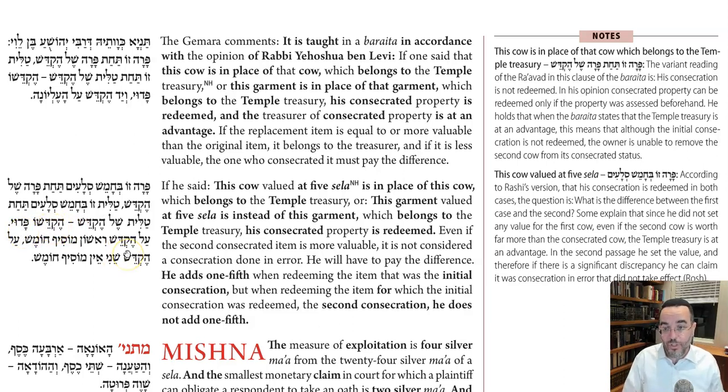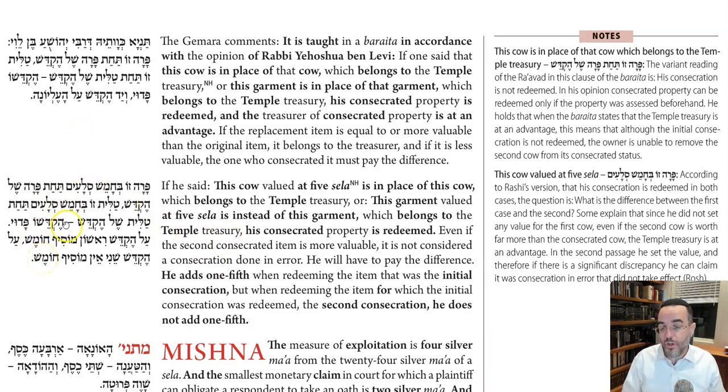And here's the key for this one: for going from A to B, you have to add a fifth. It seems that the chidush is that you have to add a fifth of the designated amount. Even if that amount is more than A was worth, still, since you designated that amount, you're going to have to pay a fifth of that amount. But that only applies from A to B. It does not apply if you take that talit and then move the kedusha to yet another item from B to C, then you do not have to add a surcharge.